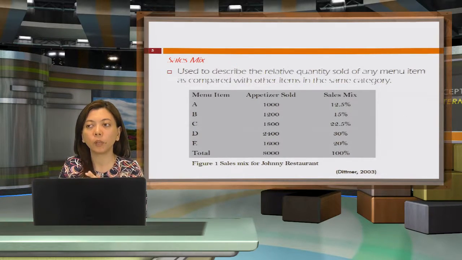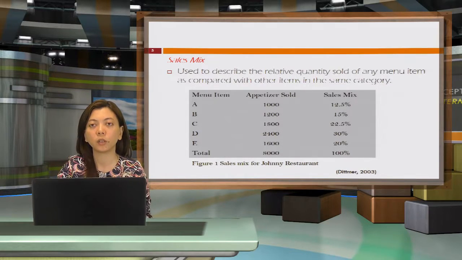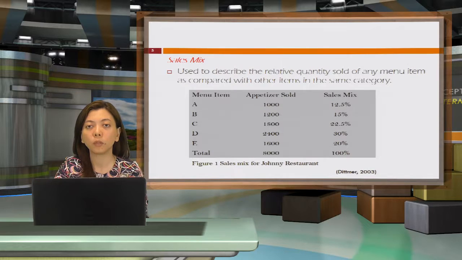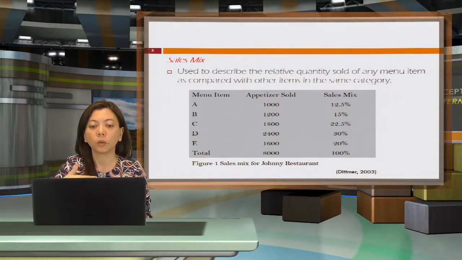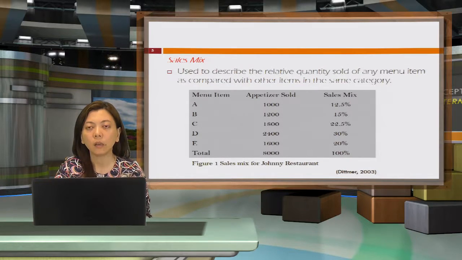So another way of looking at the performance of the operation or the performance of the menu item is by using a sales mix. It is used to describe the relative quantity sold of any menu item as compared with other items in the same category. So you would have different categories, for example, a salad, appetizer, for example. So you would want to know which item is being sold more and which items are less popular. So if you look here, you have menu A, B, C, D, E, okay, a total of 5 appetizers. It seems that item D is the most popular with 30% sales mix.